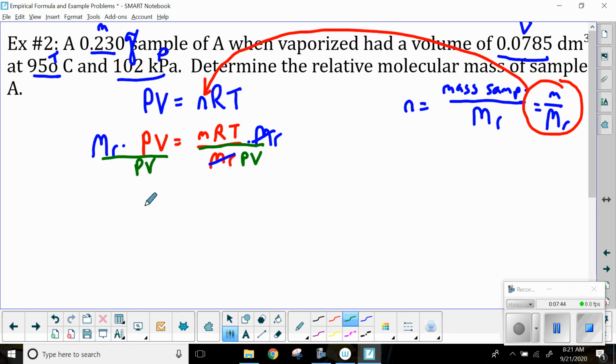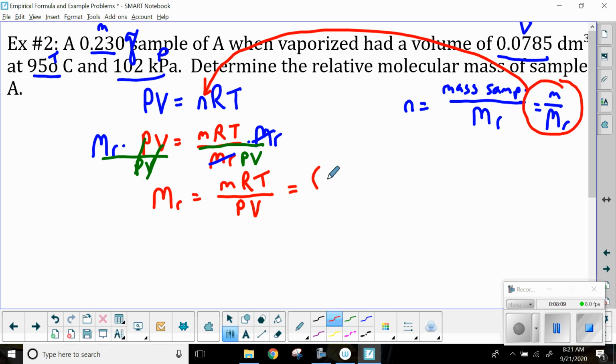So this will leave me with the molecular mass is going to be the mass of the sample times the universal gas constant times temperature, all divided by pressure times volume. I've isolated my variable, so now it is time to fill in my data.